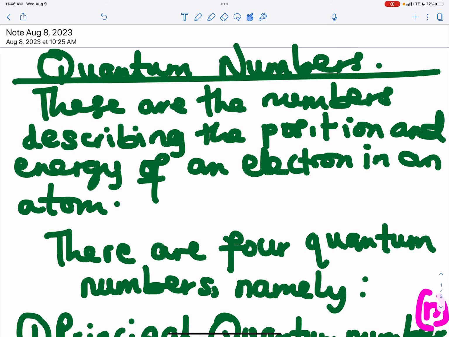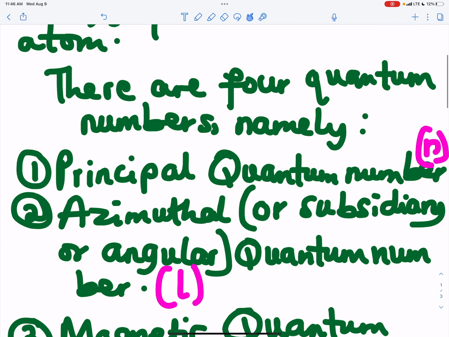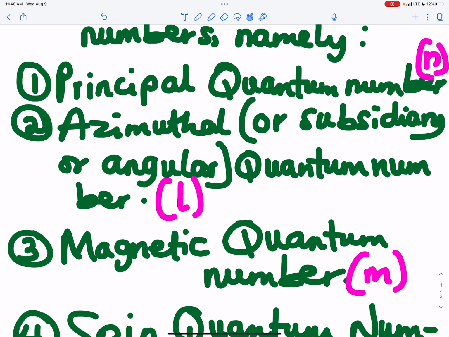Now let's go to quantum numbers. Quantum numbers are values used in describing the position and energy of an electron in an atom. They're very simple here. There are 4 quantum numbers, namely the principal quantum number denoted as n, and the azimuthal or subsidiary quantum number denoted as L here.